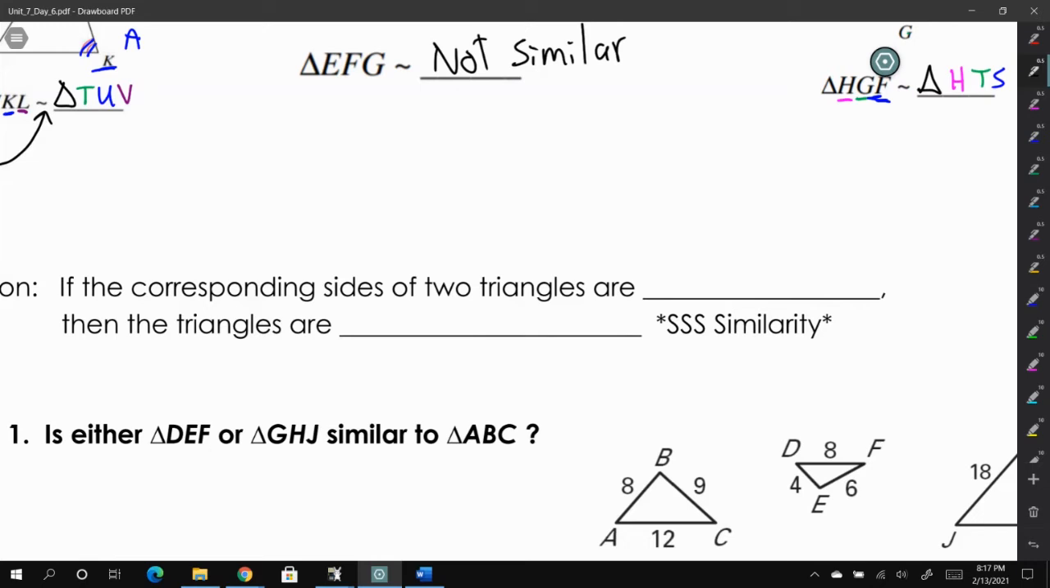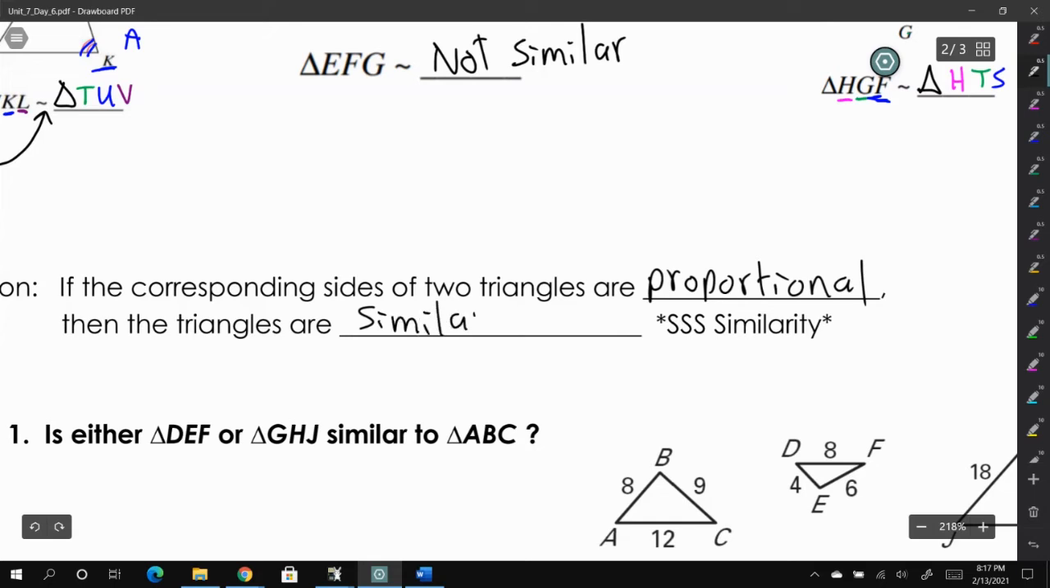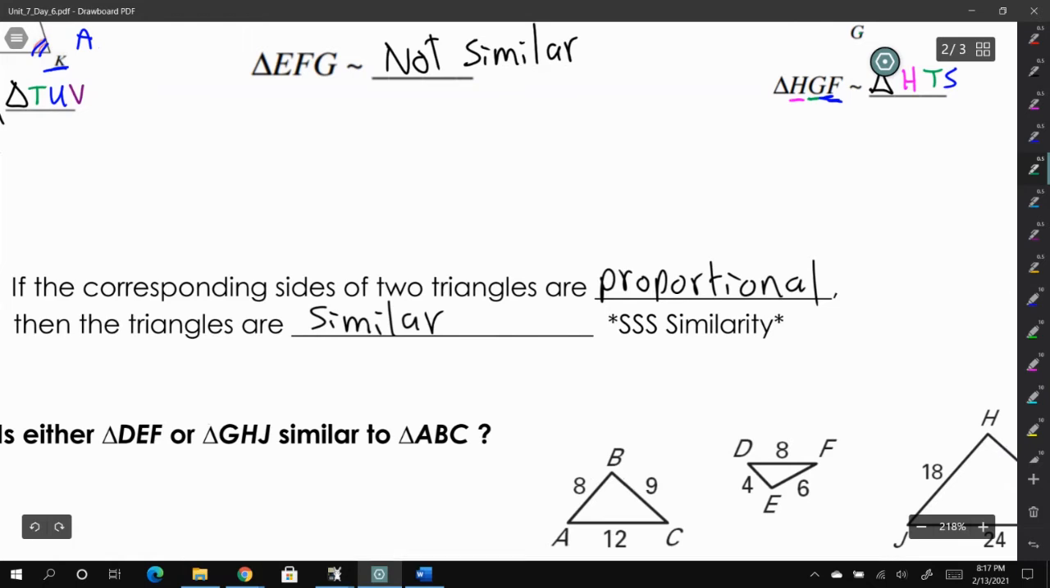So, if the corresponding sides of 2 triangles are proportional, then the triangles are similar by side-side-side similarity. And the way we write that is we can write side, side, side, or SSS, and then the similarity symbol after it. That is how we can differentiate between side-side-side congruence and side-side-side similarity.